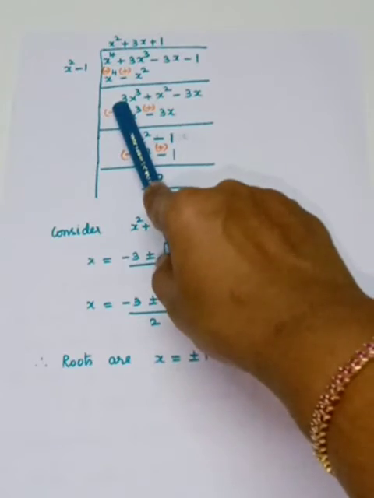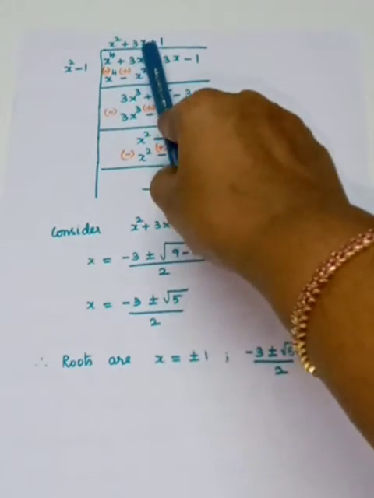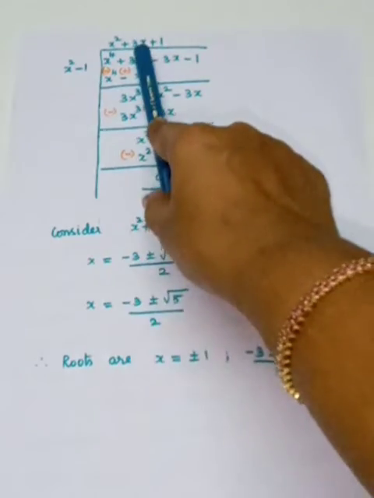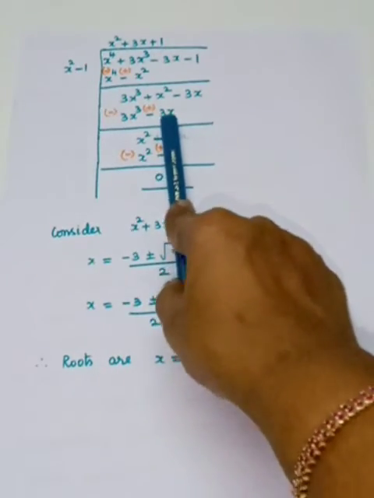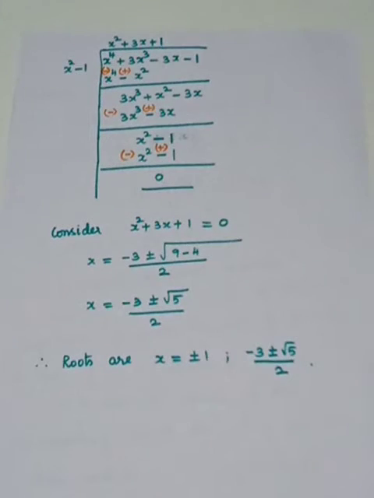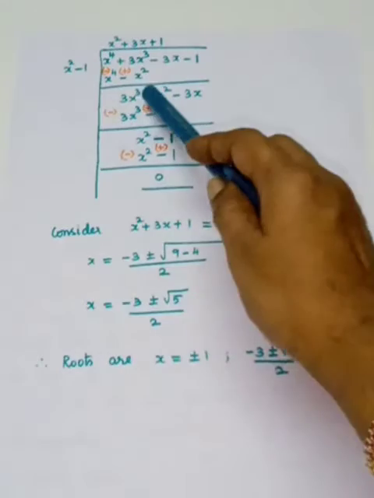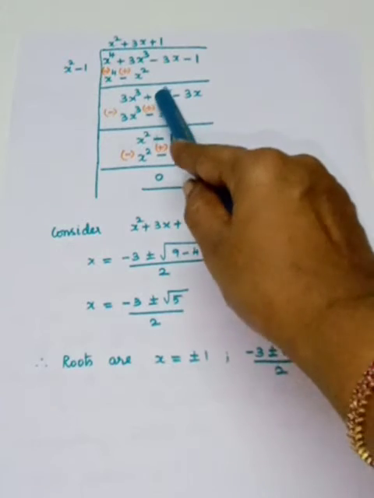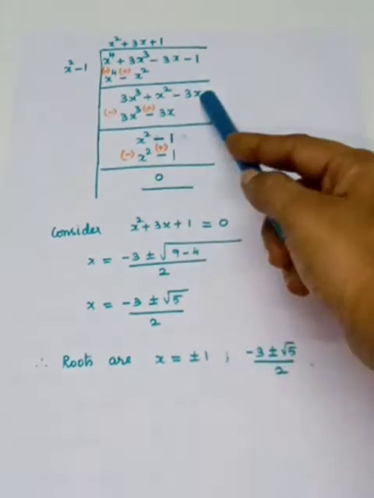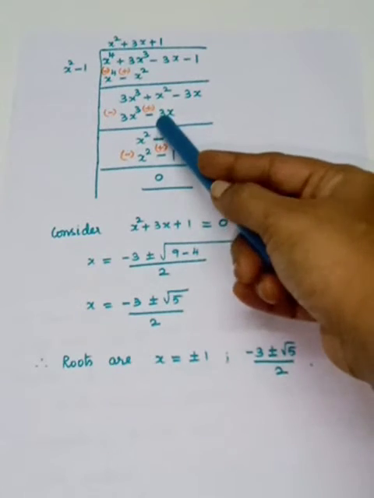So here plus 3x. If you multiply with x squared, it is 3x cube. 3x into minus 1 is minus 3x. If you change the sign, these two get cancelled. This is the x squared term and here you are having the x term. So plus x squared you have to write as it is. And here plus 3x, here you are having minus 3x, both get cancelled.